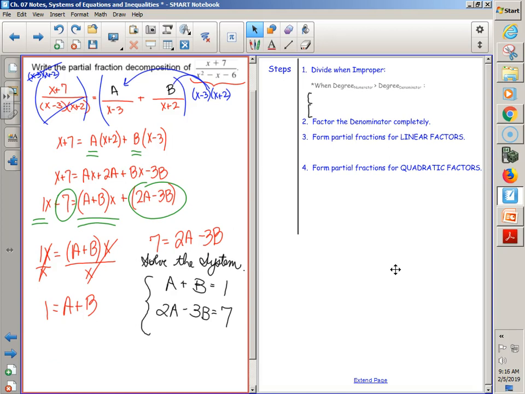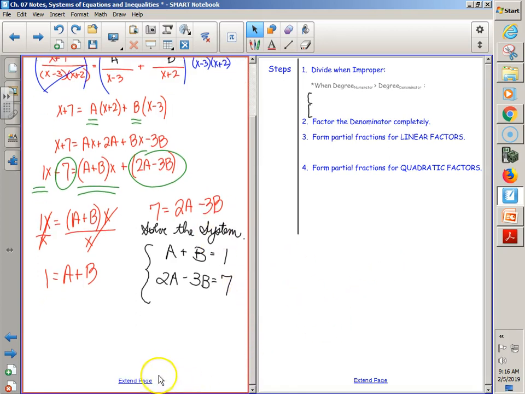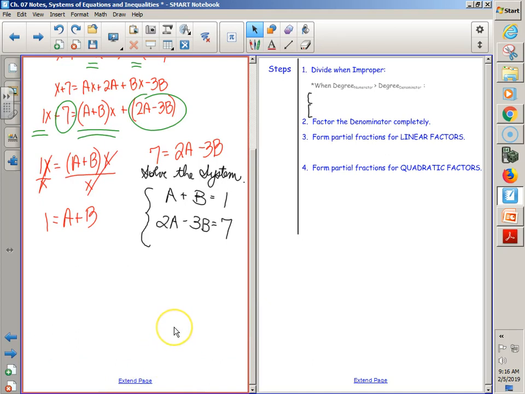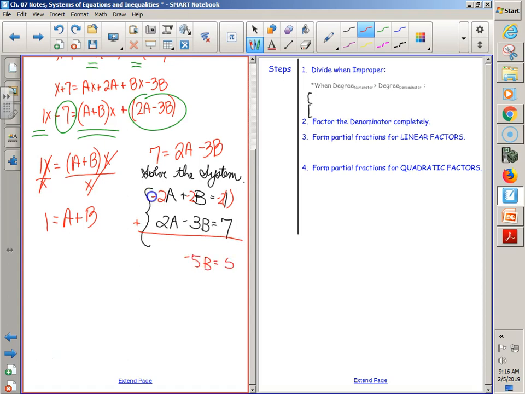So solving the system, do you guys solve it? What did you do? Substitution, elimination? Did you do the R1, R2? Eliminating the a's? What did you guys do? Elimination? Did you multiply the top guy by negative 2? Well, we want the opposite sign to be able to add, because once you start subtracting, everything gets a little more confusing. So if you were to add down, you would end up with negative 5b equals 5. So b equals negative 1.